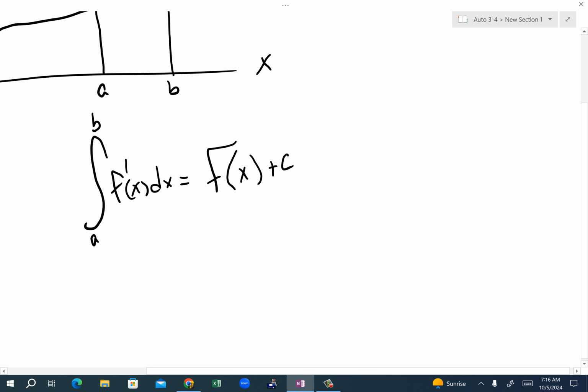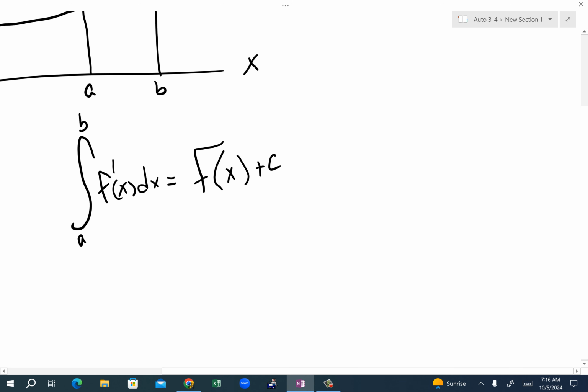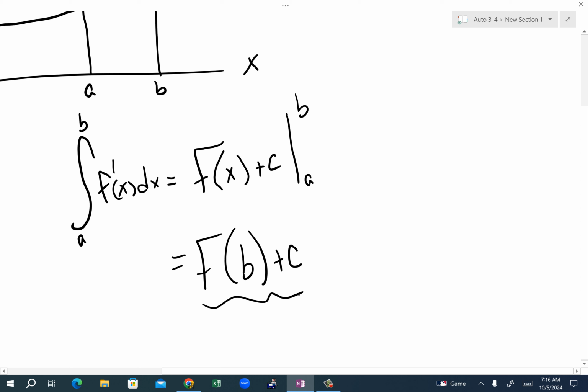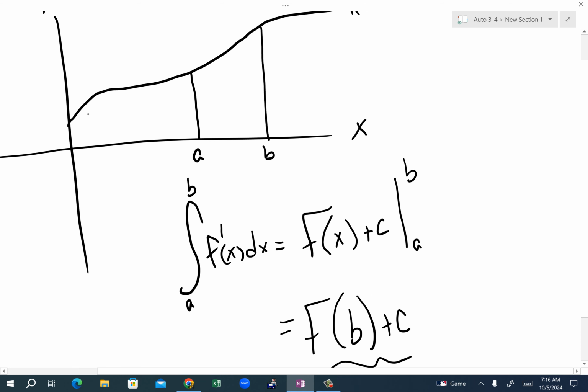All right, now hold that thought just a minute. We need to evaluate this from a to b. What that means is we're going to stick b into here. So you're going to get f of b plus c. Now this is how far, if you will, it is from 0 to b. That is from here, the area all the way out to here.